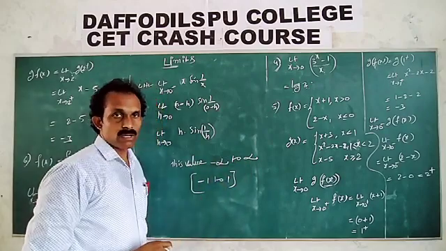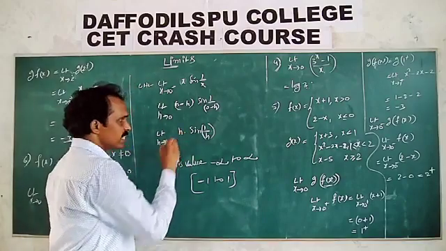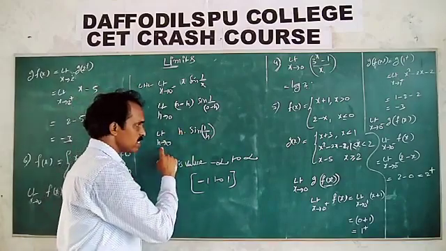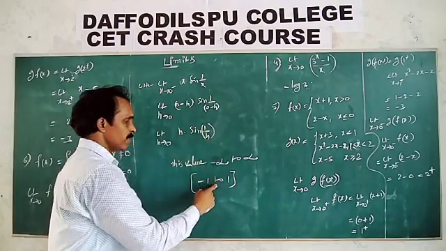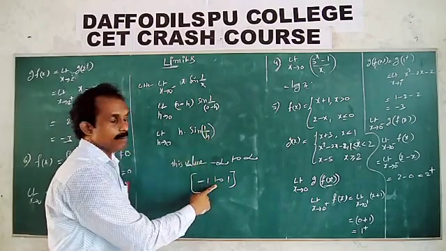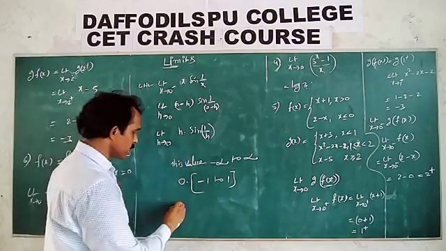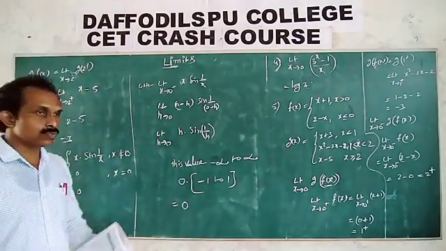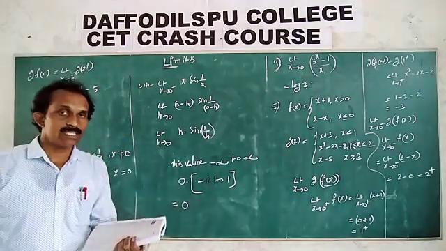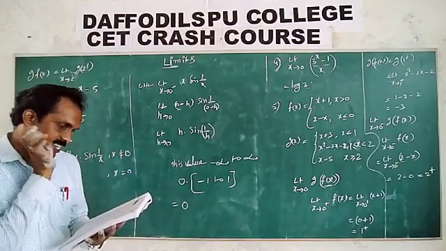And h into that, with h tends to 0. Sin 1 by h gives some real number between minus 1 and 1, and h tends to 0, so 0 into something is 0, which is equal to f of 0. So the answer is the second option.